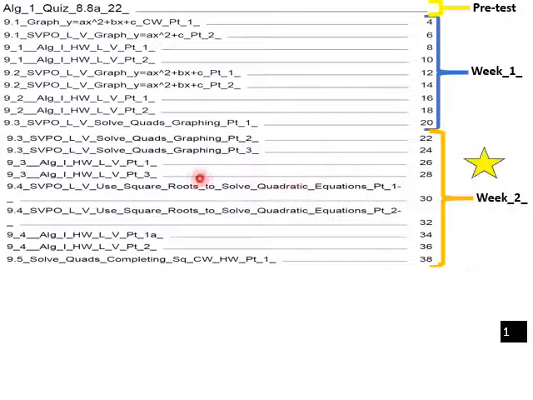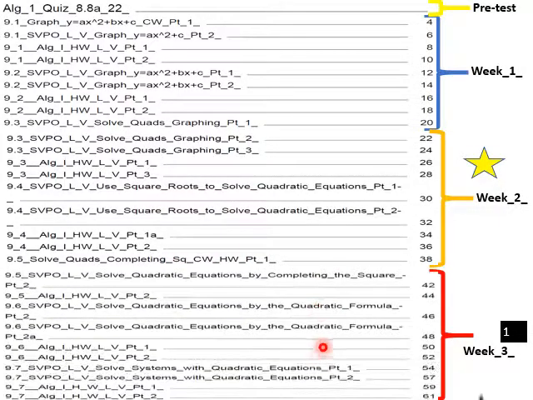Week 2, we solve quadratics by graphing, part 2, part 3. So we have a part 3 of solving quadratics by graphing, and then there's homework here for part 1 and part 3. And then we go into 9.4, which is using square roots to solve quadratic equations. And this star means there is a quiz here. So there is a quiz on week 2. We get right into assessments. By week 2, there is a quiz.